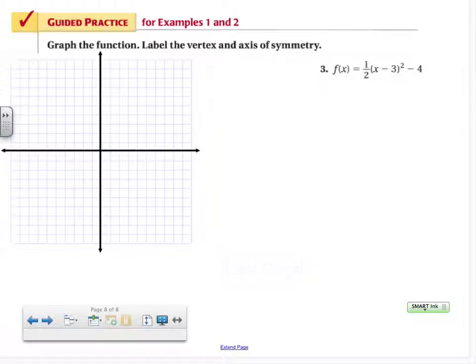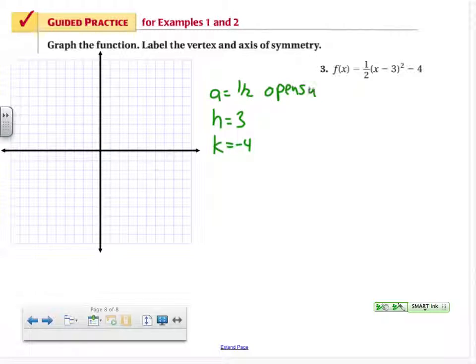All right, one last example. Pause this one, try it, see how you do. All right, so identify A, H, and K. A is 1/2, H is 3, K is negative 4. This means it opens up. It's a good check to make sure. Our vertex is at (3, -4), and our axis of symmetry is x equals 3. So (3, -4) is right there. Bring our axis of symmetry right through.